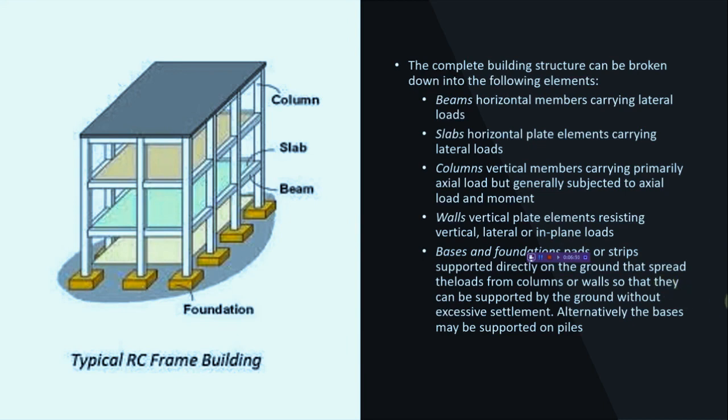And then here we have bases and foundation. Bases and foundation ni, as you know, we have deep foundation and also shallow foundation. Okay, but mostly for reinforced concrete, kita biasa buat bed ataupun strip footing macam tu lah. Okay, supported directly on the ground and spreading the loads from column or wall so that they can be supported by the ground without excessive settlement. Alternatively, the bases may be supported on piles. So mungkin you akan buat bed footing, at the same time kat bawah tu pun boleh ada piling.